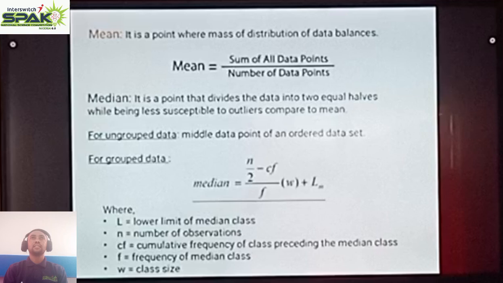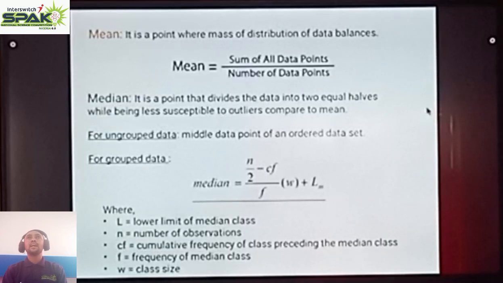So we have the median. The median is a point that divides the data into two equal halves, while being less susceptible to outlier compared to mean. So here you can see mean is all data points divided by number of data points, but while median is the middle data, that is halfway of the data.